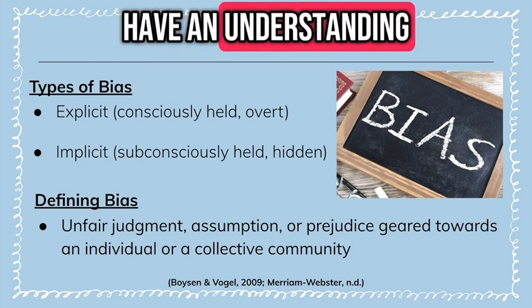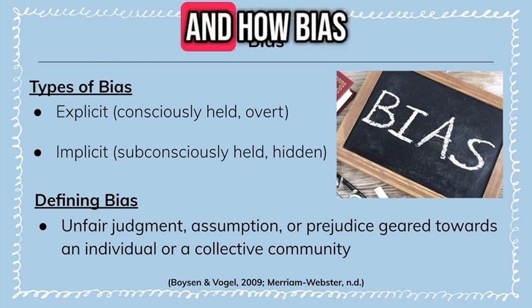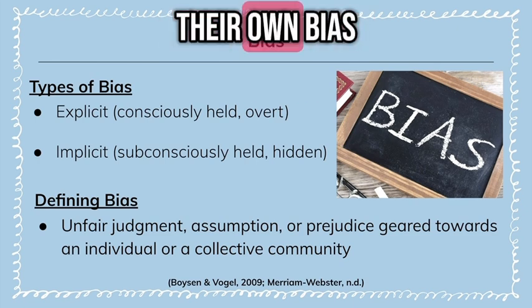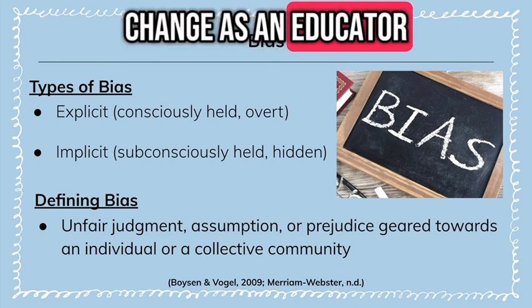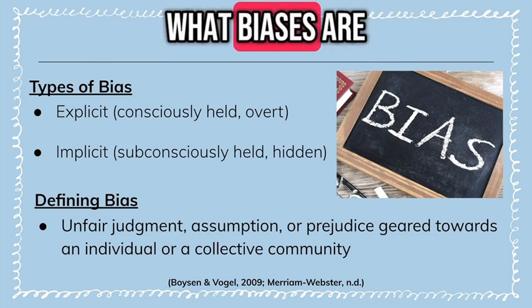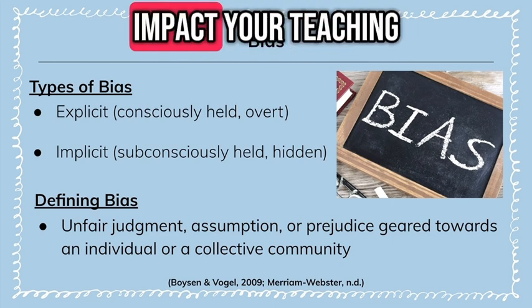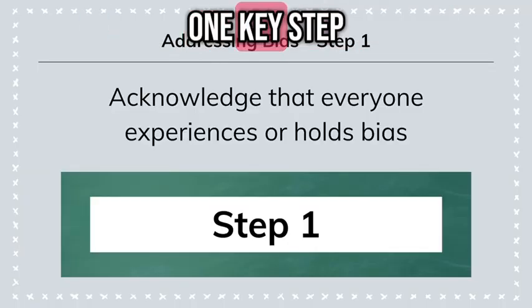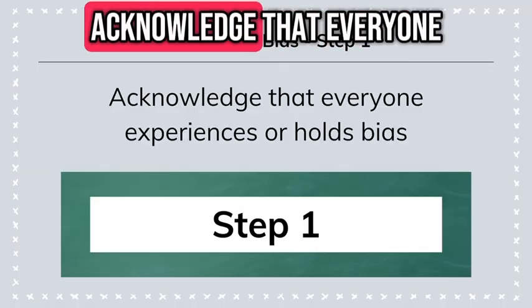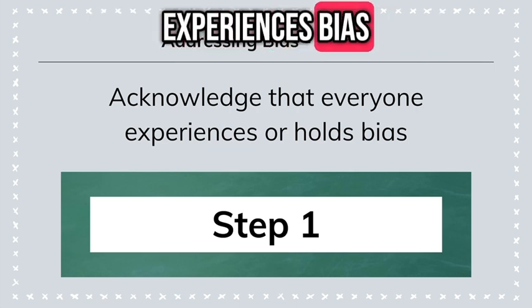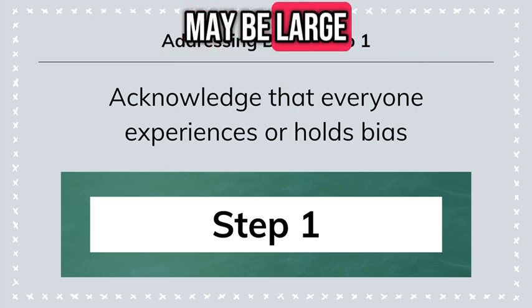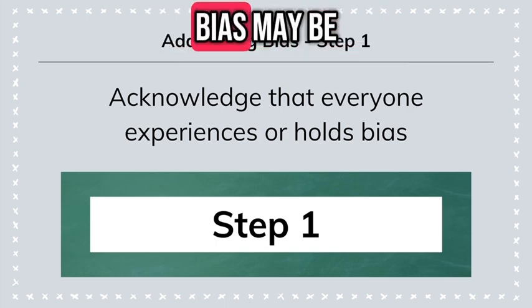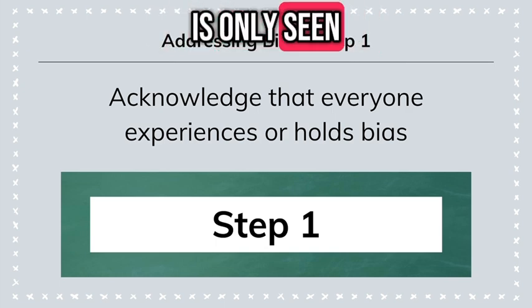Now that you have an understanding of the different types of bias and how bias is defined, we are going to explore how one can address their own bias. To grow and change as an educator, you need to be aware of what biases are and how they impact your teaching practice and actions in the classroom or the learning environment. One key step in addressing bias is beginning to acknowledge that everyone experiences bias. The respective bias may be large and influence a great deal of a person's beliefs, or the respective bias may be very small and only seen every so often.